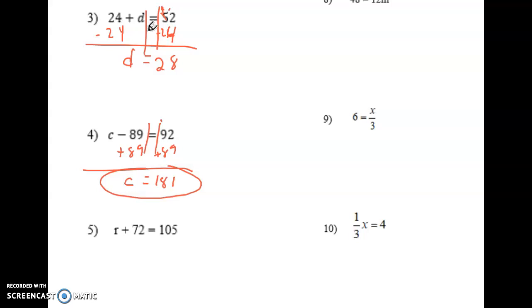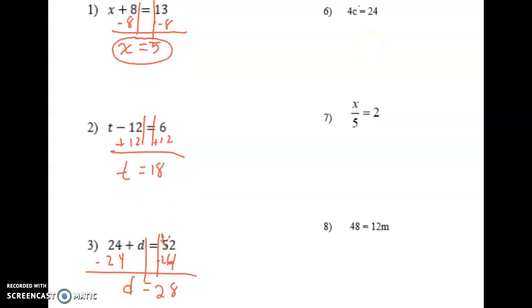Number 5, the opposite of adding 72 is subtracting 72 from both sides. Subtract 72, r equals 5 minus 2 is 3, 10 minus 7 is 3. So r equals 33. And if you add 33 plus 72, it should give me 105.